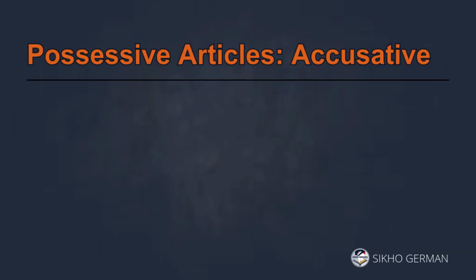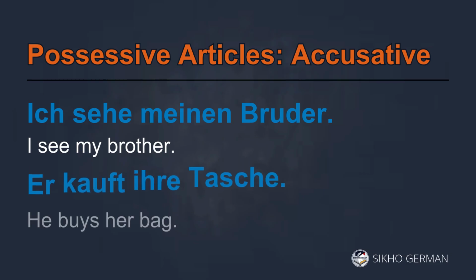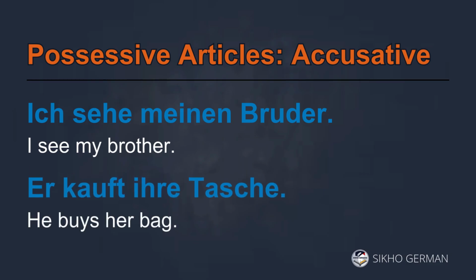Let's see accusative possessive articles in action. Ich sehe meinen Bruder. I see my brother. The masculine noun Bruder is the direct object, so we use meinen, accusative masculine. Er kauft ihre Tasche. He buys her bag. The feminine noun Tasche is the direct object, but feminine stays ihre, no change from nominative.